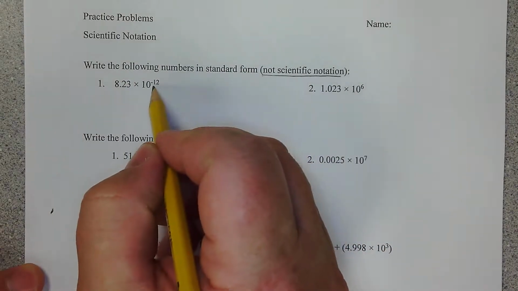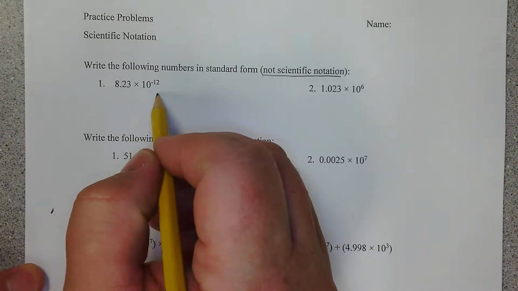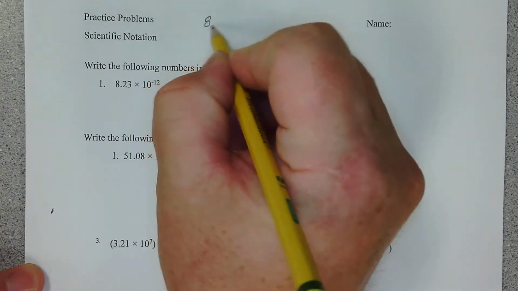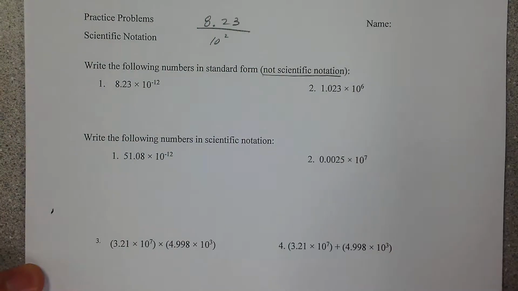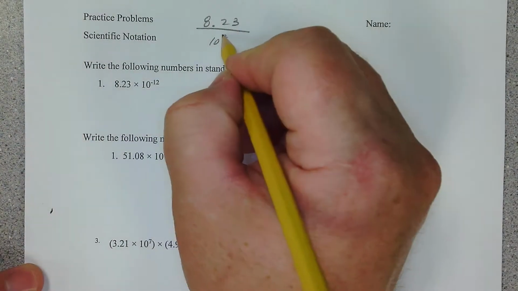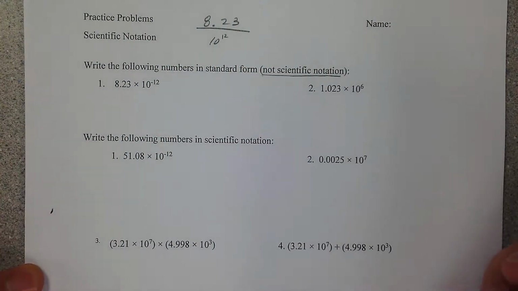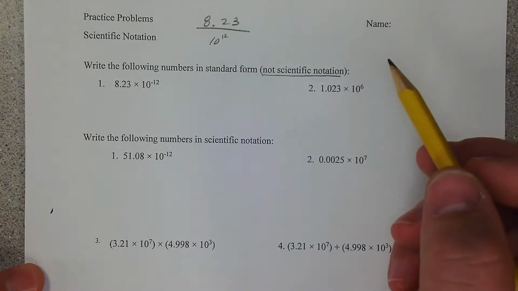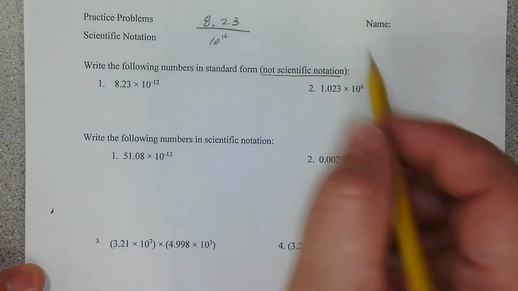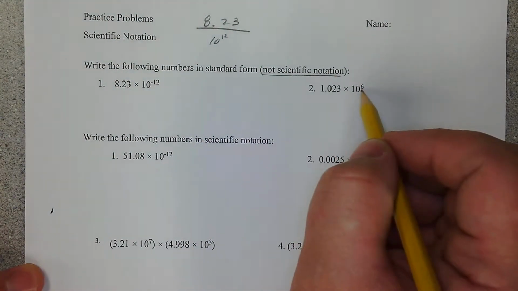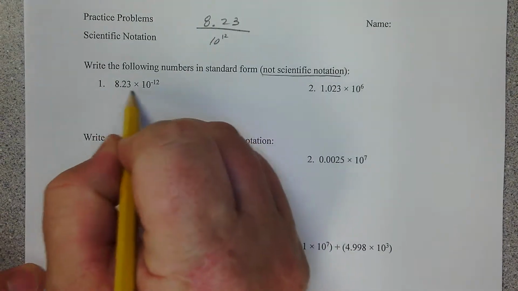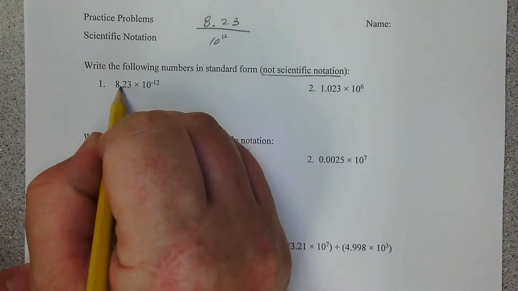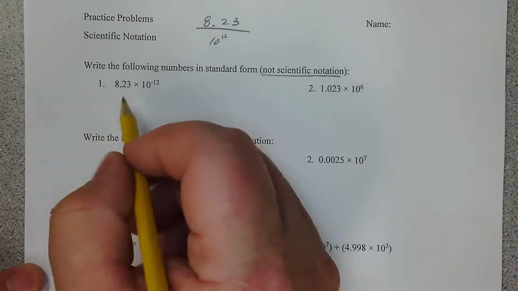Well, this says times 10 to the negative 12th. What that really means, let's talk about this for just a minute. Times 10 to the negative 12th means 8.23 divided by 10 to the 12th. So that's a lot of zeros. That's a really, really small number. Whereas this one with a positive exponent is just multiplied out by a million or whatever, right? So you've got to move this decimal right here over 12 times.